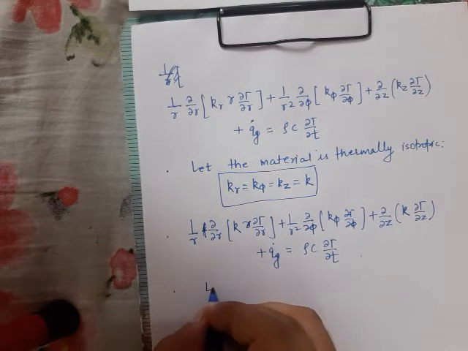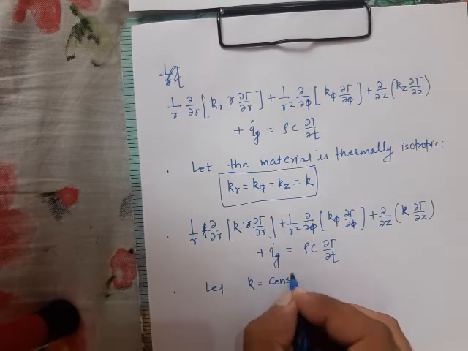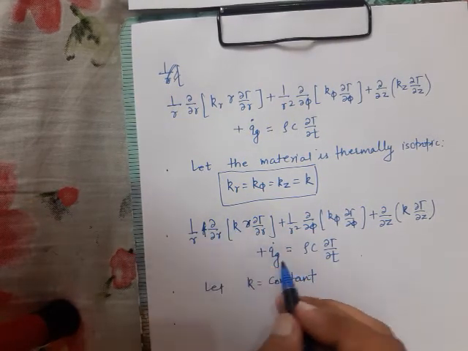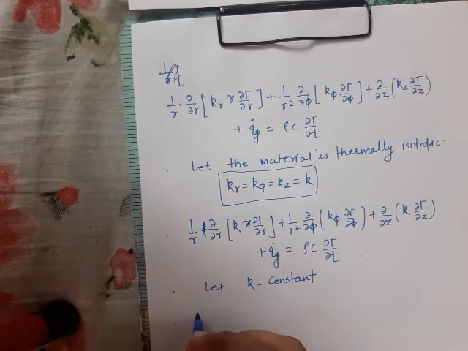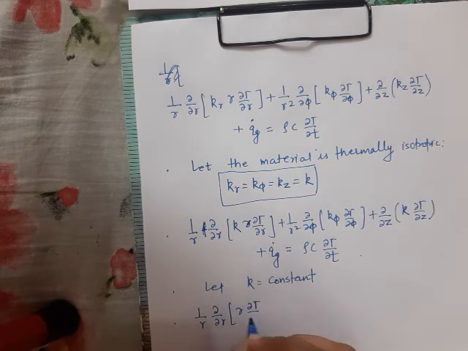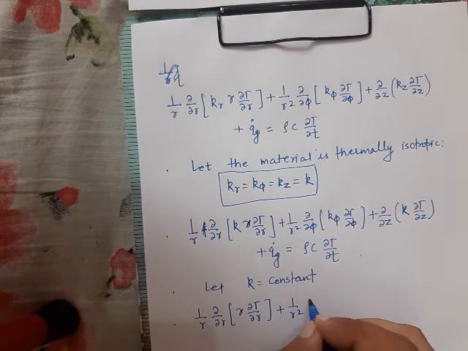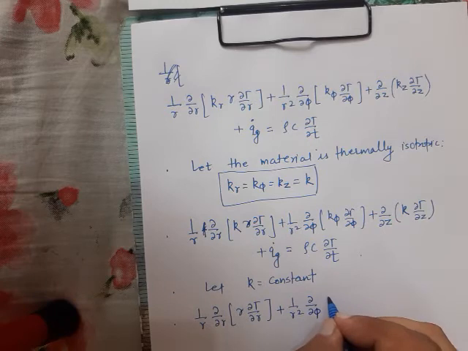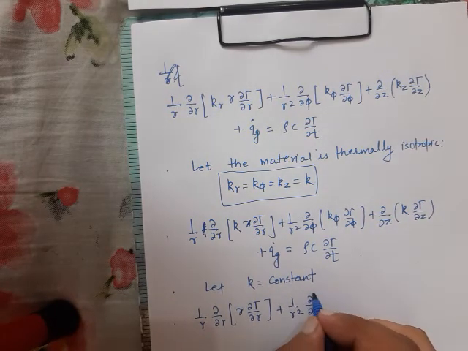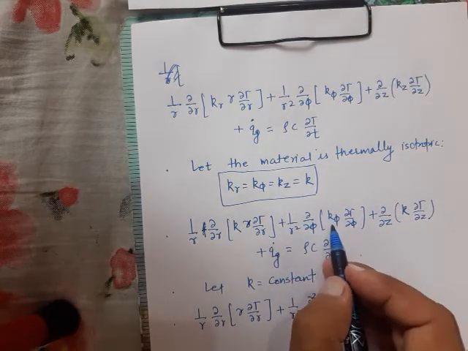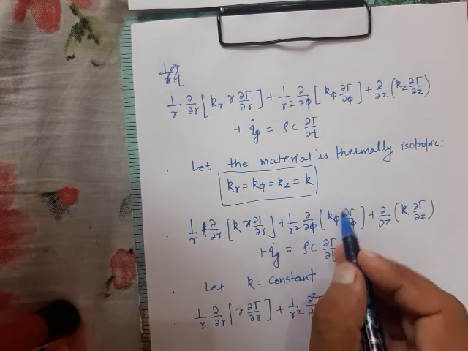Now another assumption, let K be constant, let thermal conductivity be constant. It is not a function of space, nor a function of temperature. So this K can be taken out of the derivative. I am taking K out of the equation and dividing the whole equation by K. So this equation can be written as 1 by R del upon del R R del T upon del R, plus 1 upon R square del square T upon del phi square, since K is constant and has been taken out.